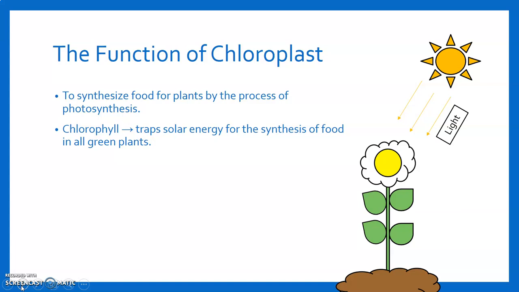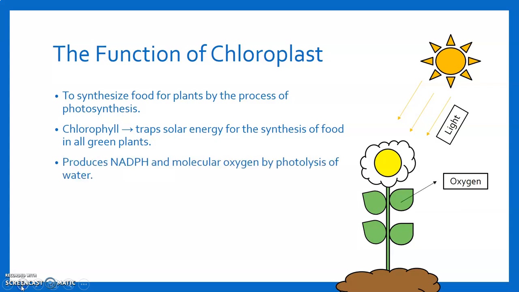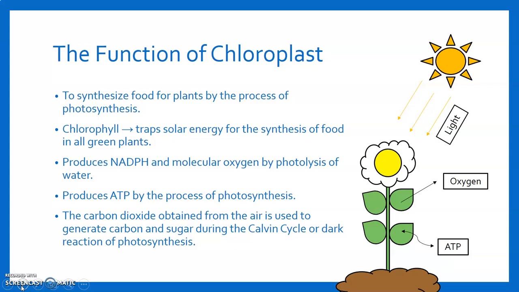Chloroplasts have a structure called chlorophyll, which functions by trapping the solar energy and using it for the synthesis of food in all green plants. Chloroplast produces NADPH and molecular oxygen by photolysis of water. The chloroplast also produces ATP by the process of photosynthesis. The carbon dioxide obtained from the air is used to generate carbon and sugar during the Calvin cycle, or dark reaction, of photosynthesis.